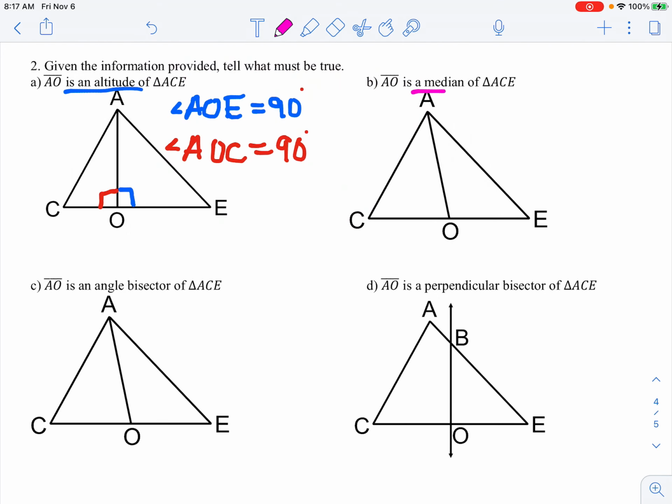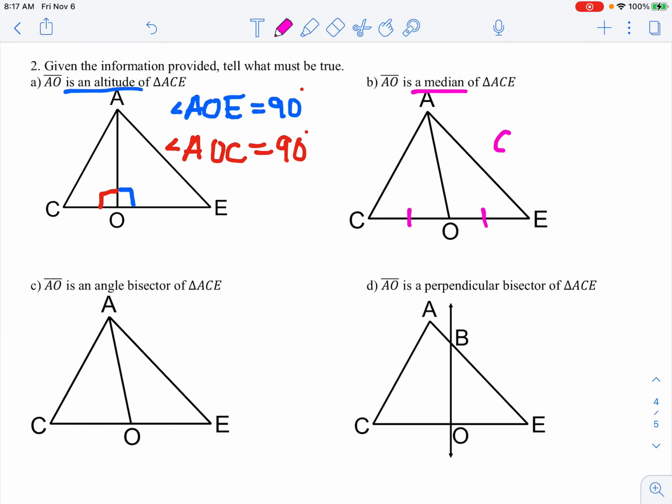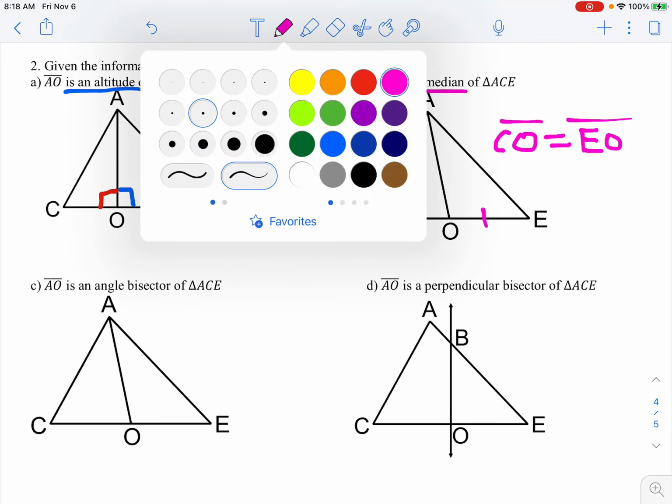Letter B says it's a median. A median, we'll split it into two congruent parts where the line hits. All right, so I put my tick marks into the picture, and then I can state that CO is equal to EO. Now again, we're eventually going to have equations in these pictures, so we'll know what to set equal based on the key vocab word from our definition.